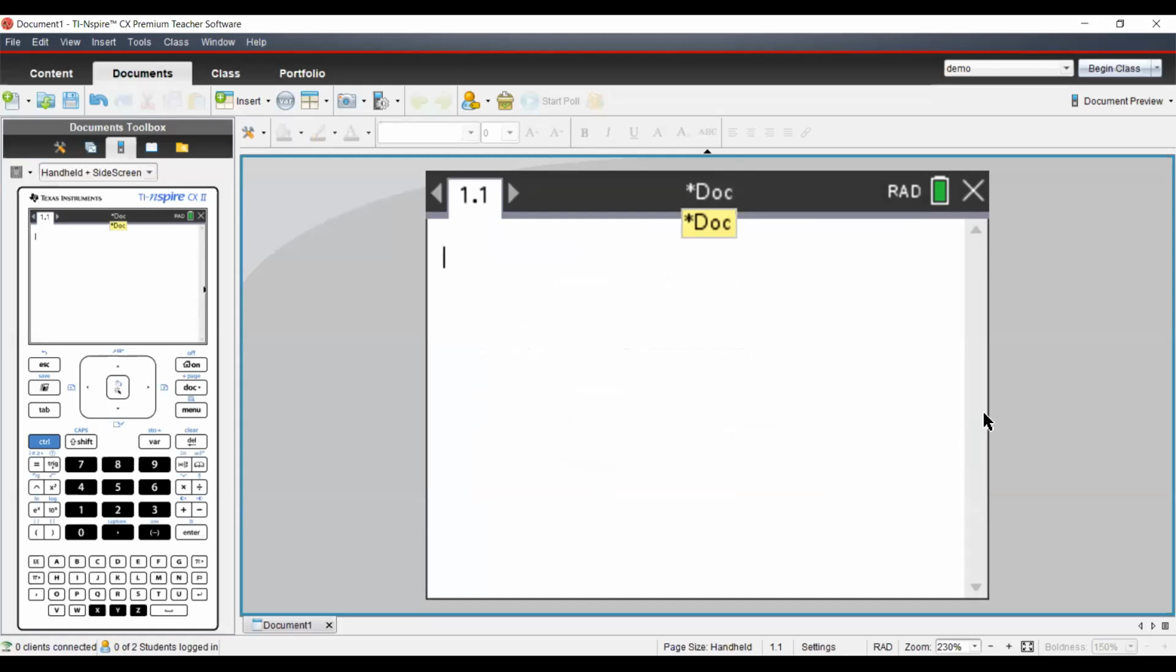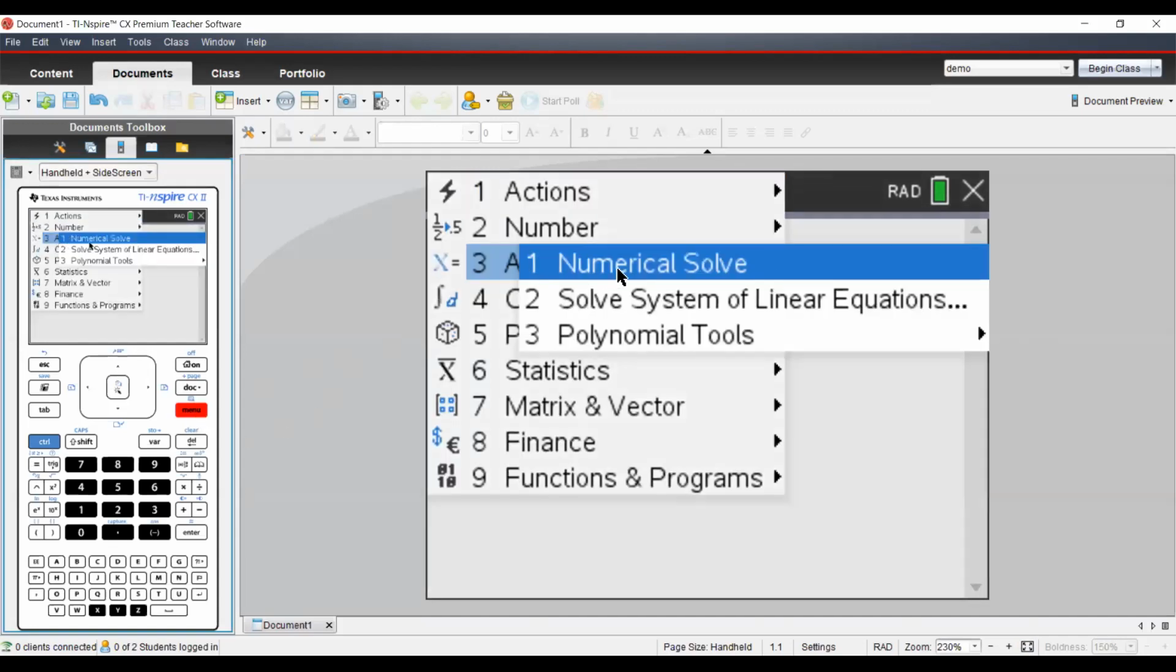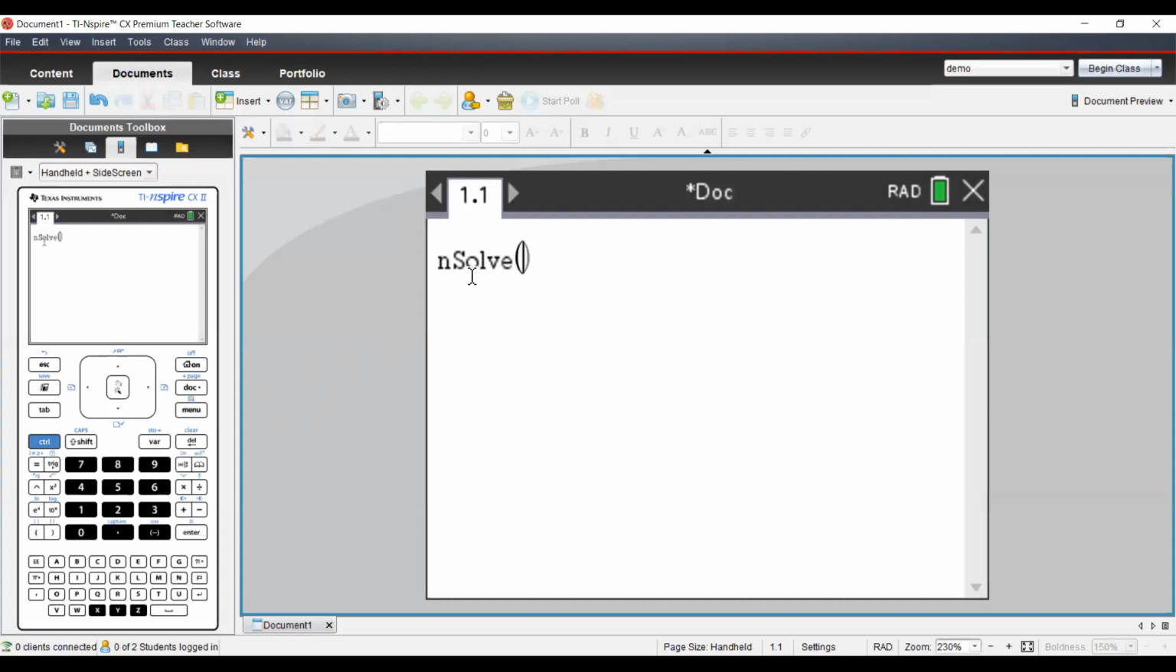Okay, so here you can see the screen of the calculator. Generally we have to find the value of x. So what I was talking about was just go to menu, number 3 algebra, and number 1 numerical solve. When I go on this numerical solve, this is the syntax. In between the brackets we can input our equation. So let me take an example.